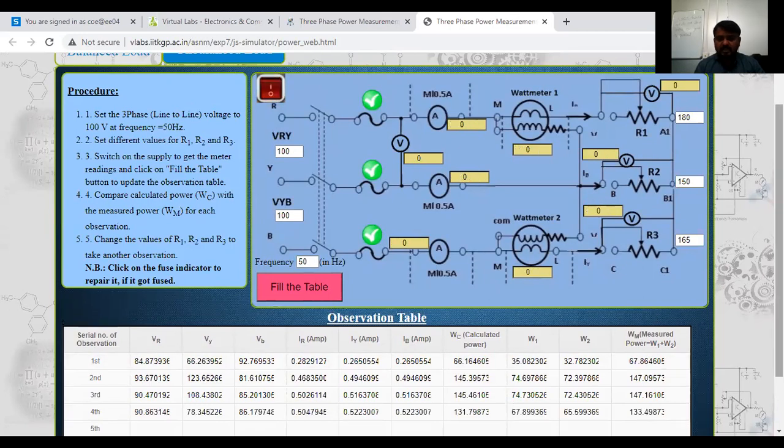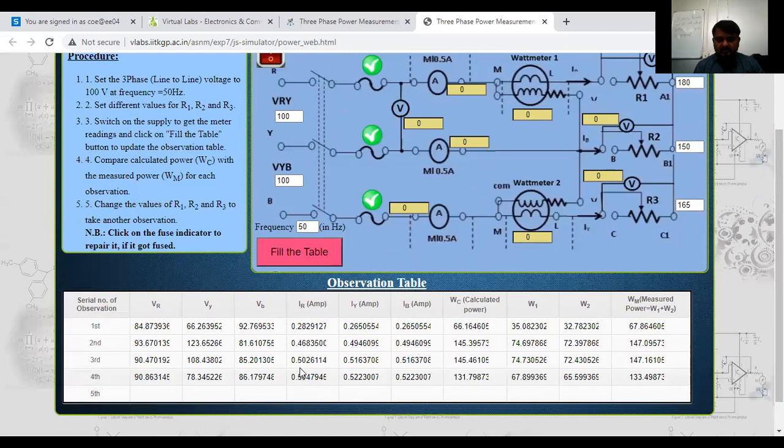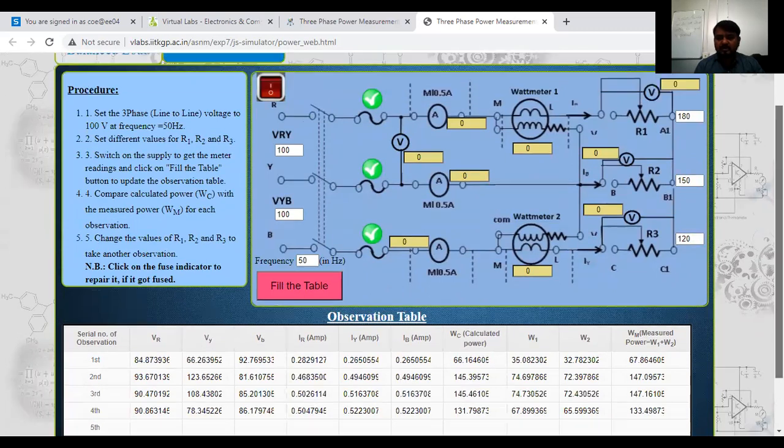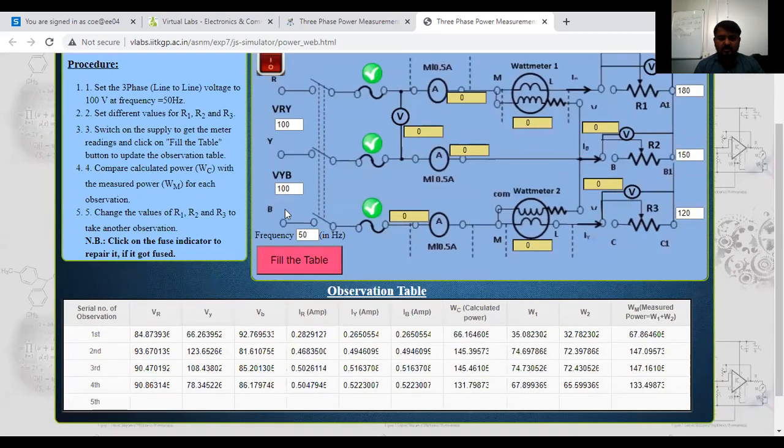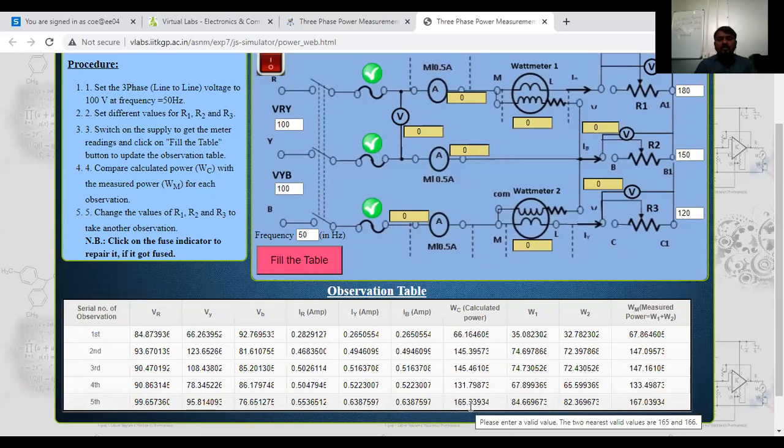See, it is continuously increasing or not? The current is 0.50, 0.04, 502. Like that, a little bit changes here. Next, I will write this one as 120. Other things I will keep constant. I will take 120, again switch on the supply and fill the table. See here, these are all 5 readings. You do the calculation and complete that here. Is it clear?